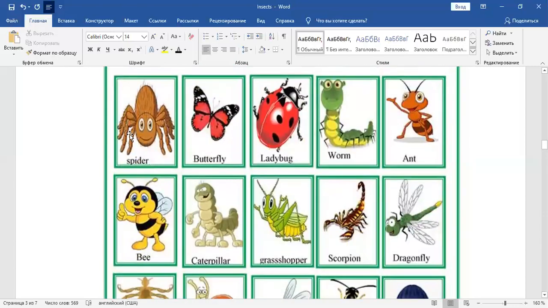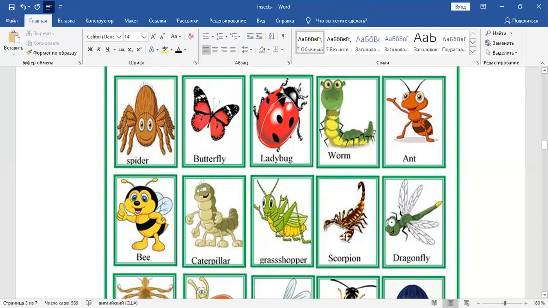So ideally you need to use less common and uncommon lexical items. So possible types, of course, you cannot enumerate all the insects, and you don't have to. Just choose 3, 4, or 5 insects that are uncommon and try to use them in your IELTS speaking if you come across this topic. So that's spider, butterfly, ladybug, worm, ant, bee, caterpillar. I think that's quite good.